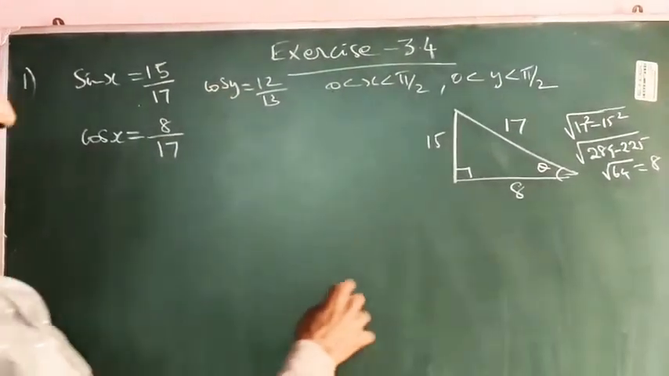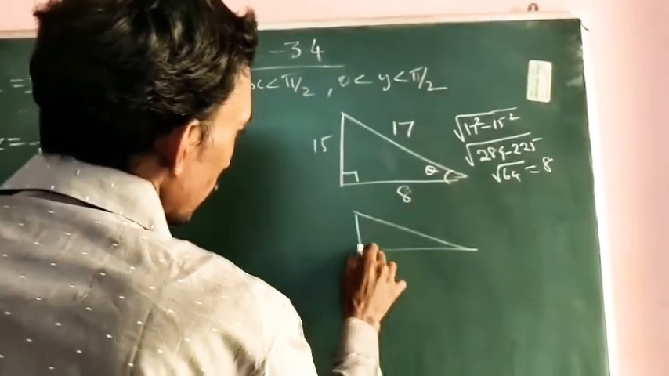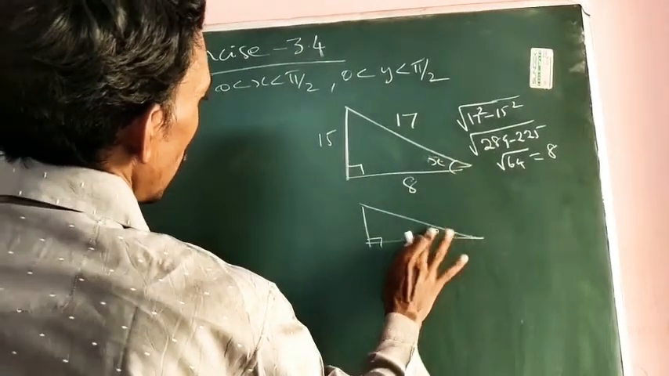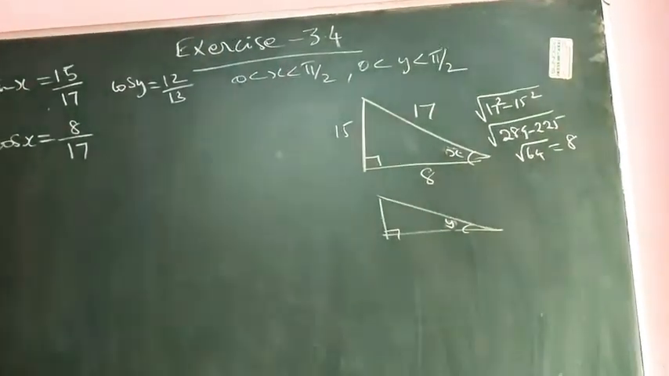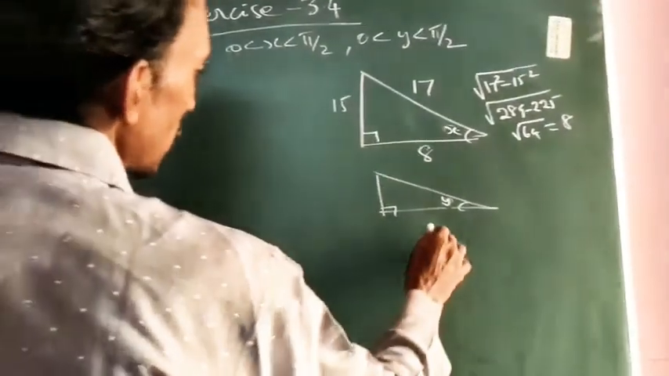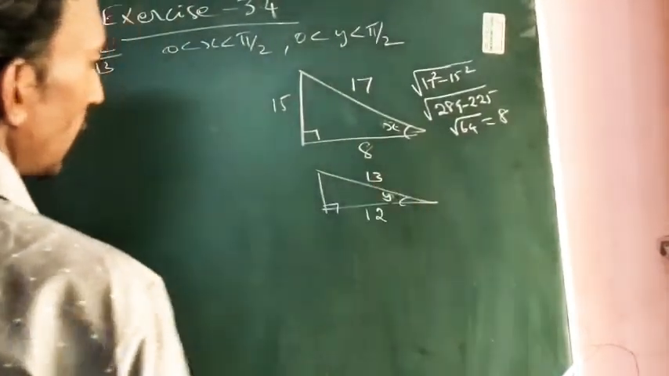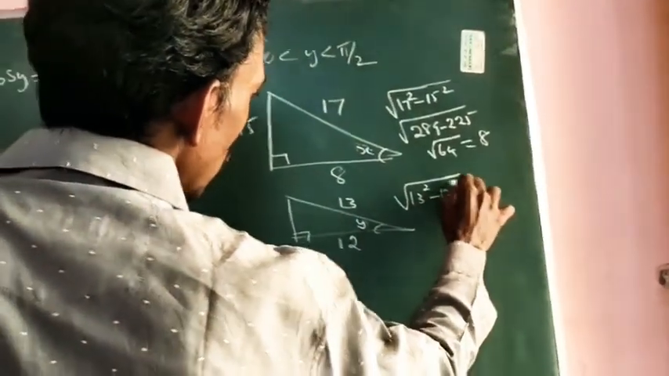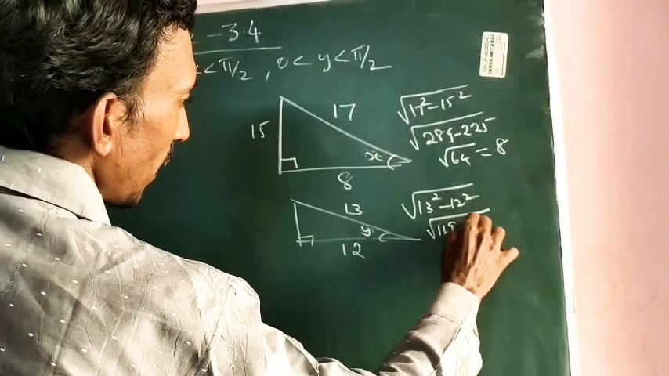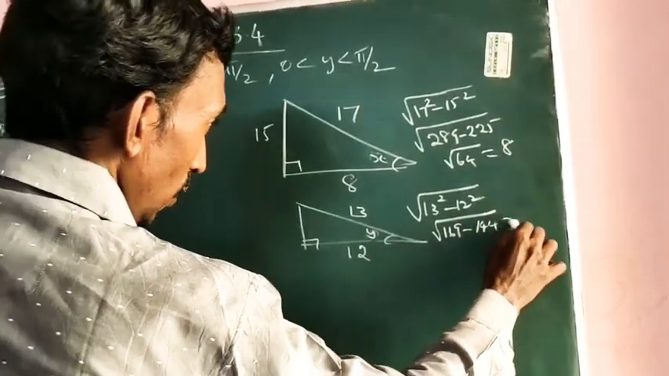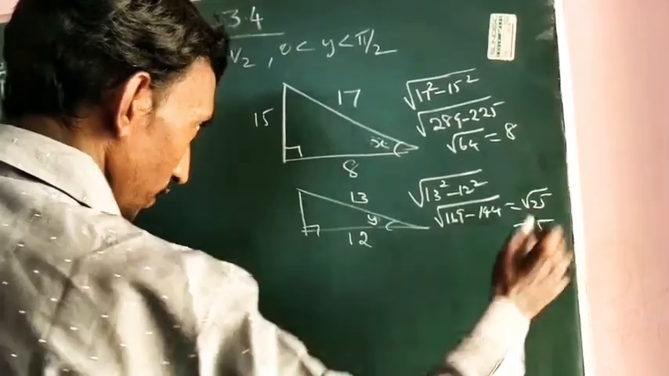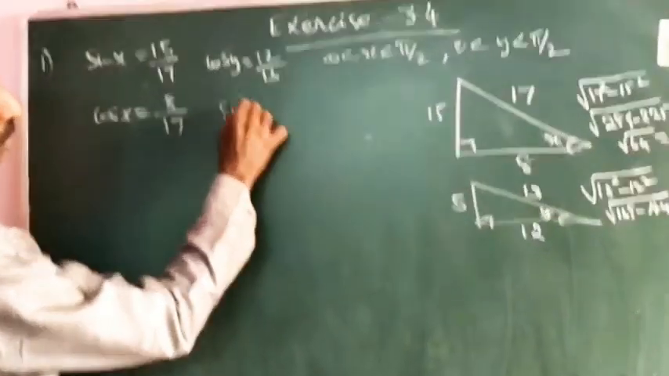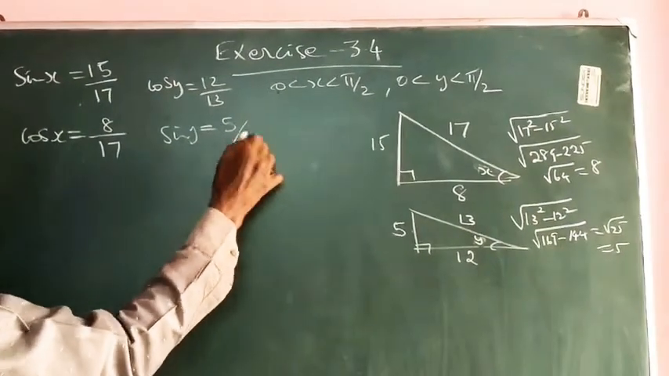Similarly, take the next triangle. It is not theta, it is y. So again, cos means adjacent side by hypotenuse, so 12 by 13. We need to find out the opposite side, so root of 13 square minus 12 square, root of 169 minus 144, root of 25, that is 5. Therefore, sin y equal to 5 divided by 13.